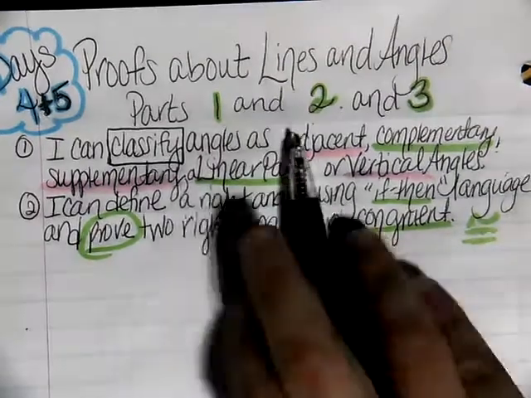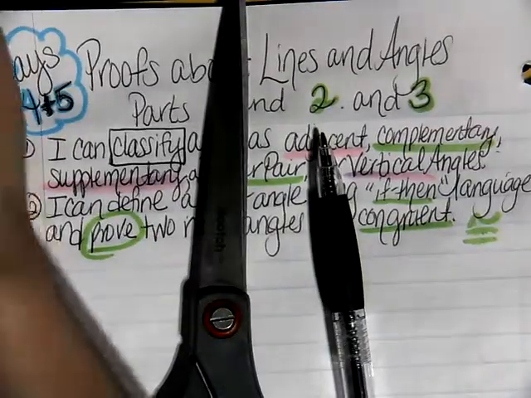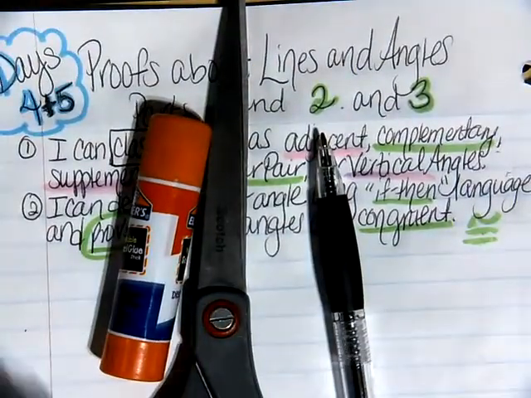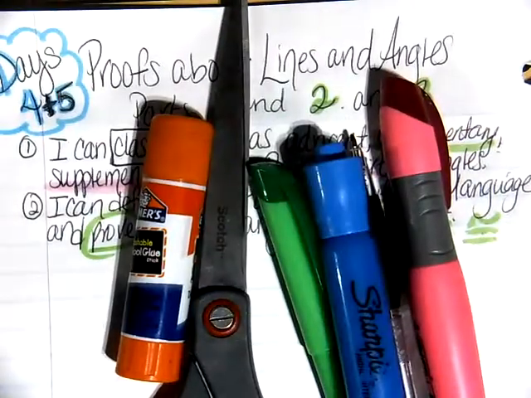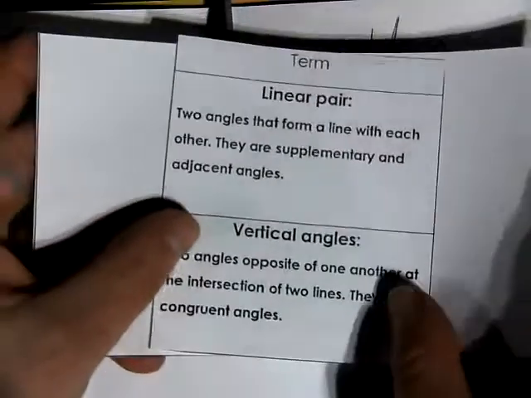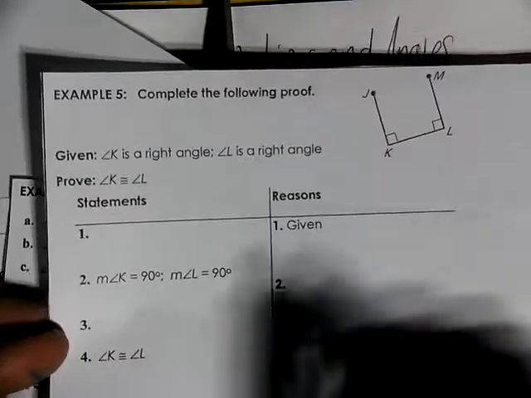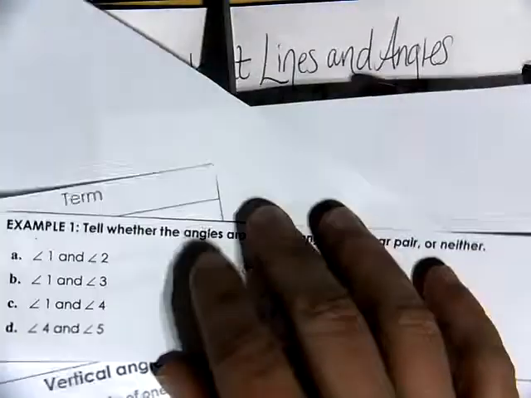For today's lesson, you're going to need something to write with, scissors, a glue stick or scotch tape, some highlighters, and you are also going to need your cutouts for this lesson. So that is a blank sheet, it's like a square looking shape, the linear pair with another blank rectangle, and that blank rectangle, these are going to go inside of one another. You're going to have a quick example over telling whether angles are vertical, linear pairs, or neither. And finally, we have ourselves a proof that we will be conducting at the very end.